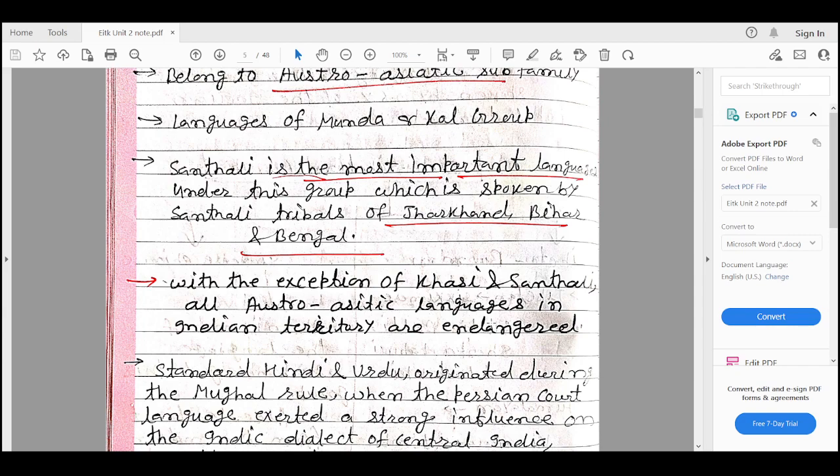And what is archaeology? The study of ancient times. So what is the difference between manuscript and inscription? Manuscript is written on a soft surface such as birch leaf or palm leaf, whereas inscription is written on a hard surface, that is stone or metal. Archaeology, the study of ancient times.